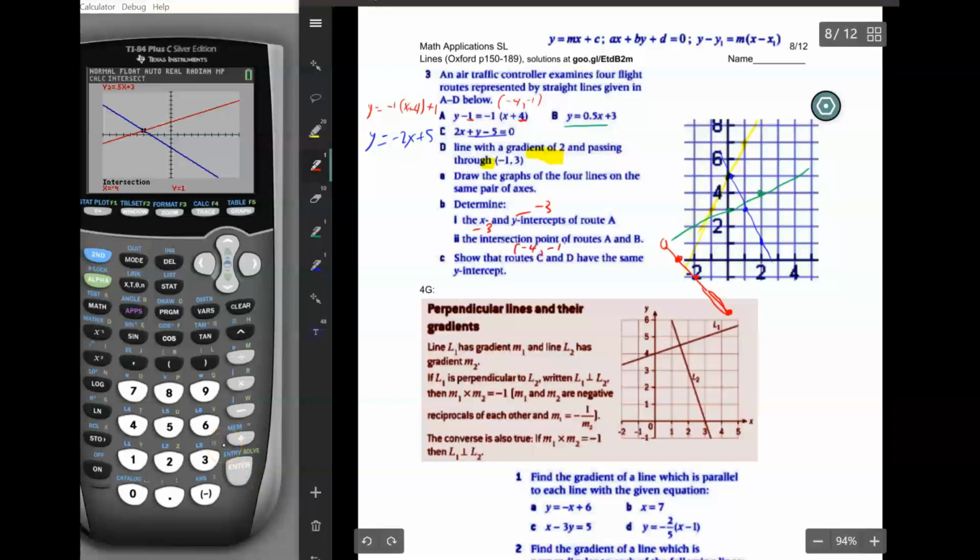-4, -1. Hopefully the planes don't arrive at that point at the exact same time. That would be a collision, right?